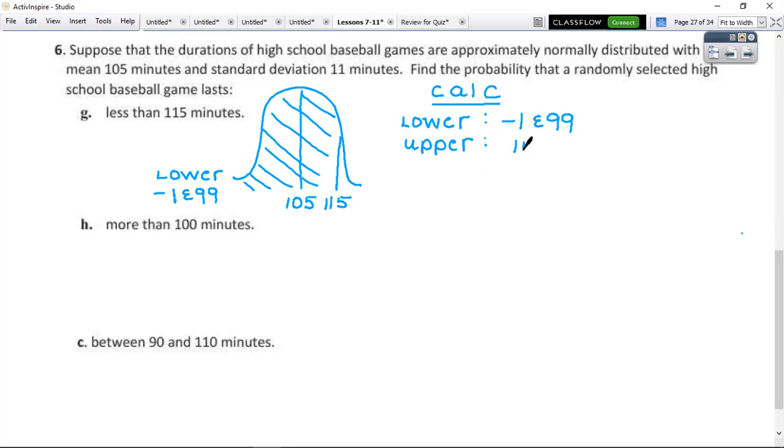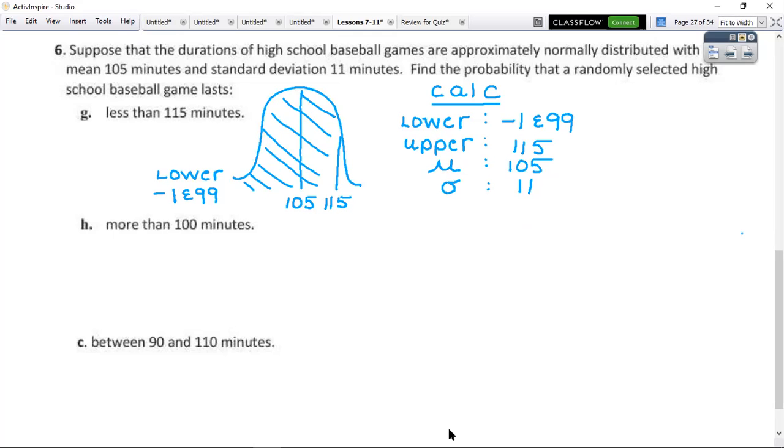115, yeah. And then I am going to go mu for my mean, which should always be provided to you, and that was 105. And then I'm going to do sigma. And sigma was equal to, I'm looking for it, 11. So my standard deviation. So now I'm going to place this into the calculator and do a normal CDF.